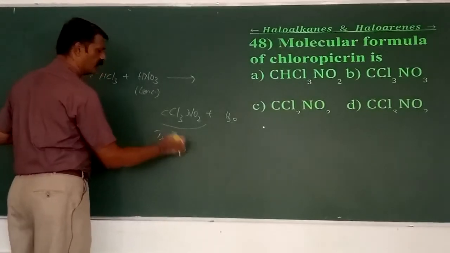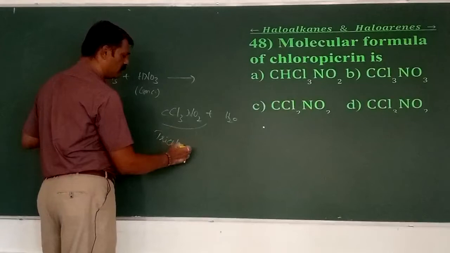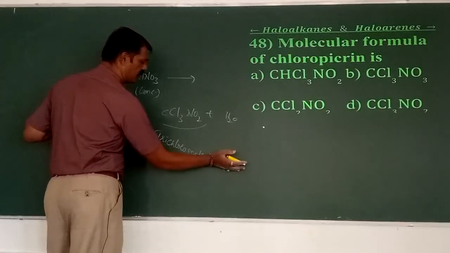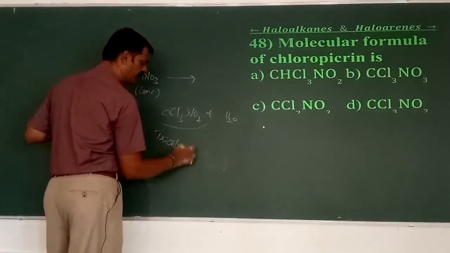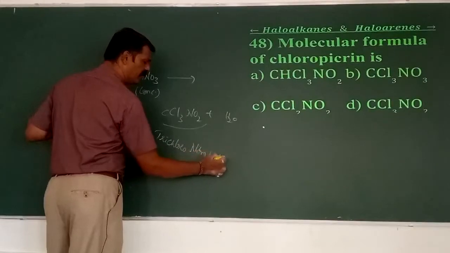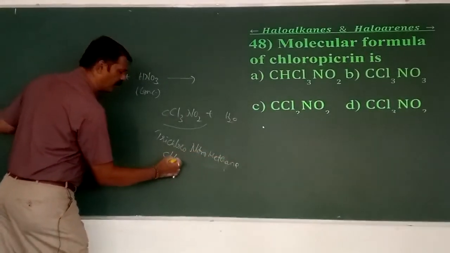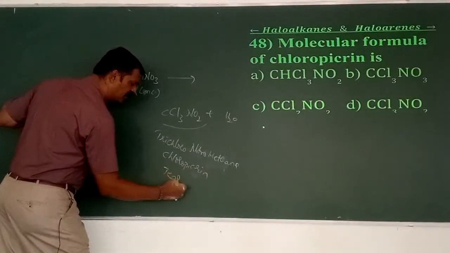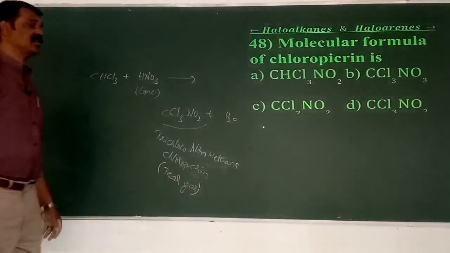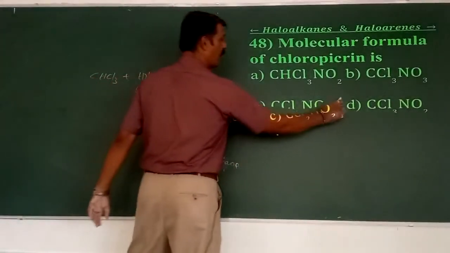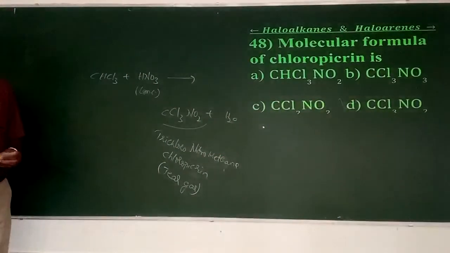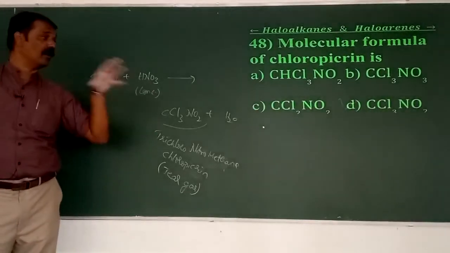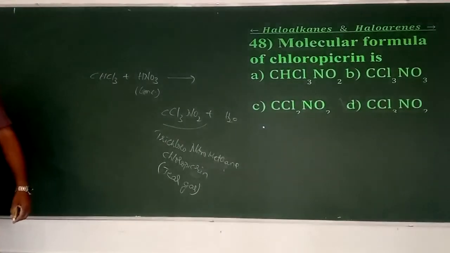This is called trichloronitromethane, which is called chloropicrin, and it is named as tear gas. An example for what? Tear gas. That means CCl3NO2, that is 48, in the form of D. The nitration of chloroform gives chloropicrin, which is chemically called trichloronitromethane. 48 is D.